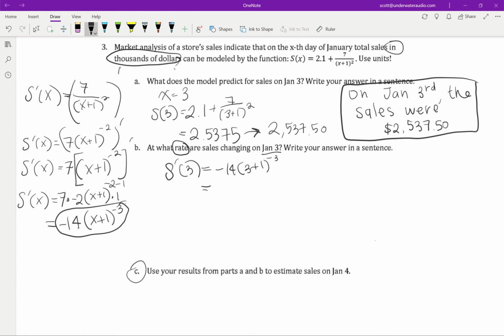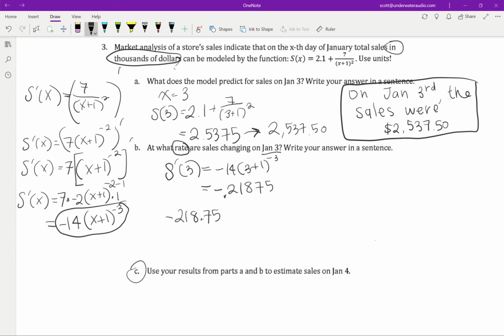And then like before, we want to multiply by 1,000 because everything's in thousands of dollars. So this is what I got in my calculator, 0.21875, but I need to multiply everything by 1,000 to get the real life scenario. So s prime of 3, we decided, was 218.75.